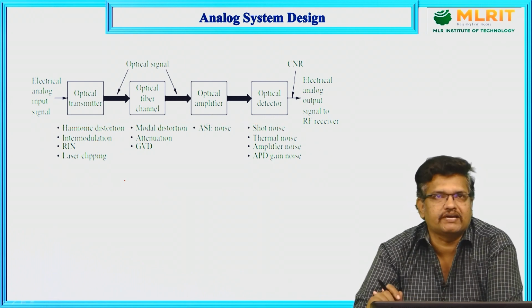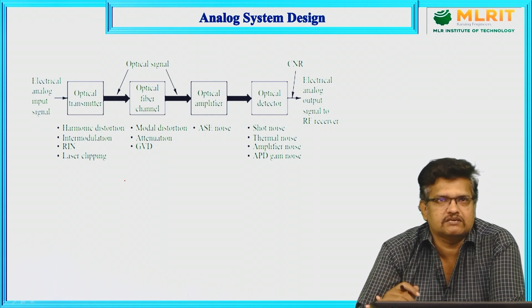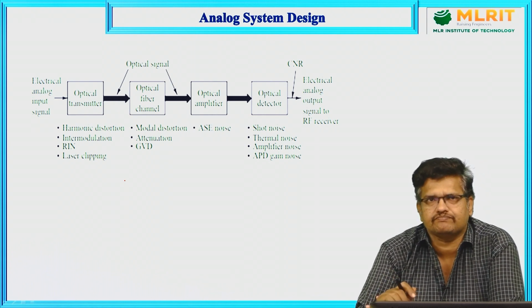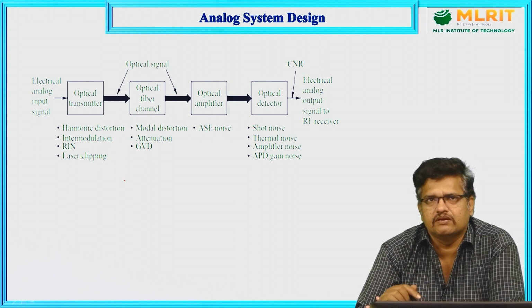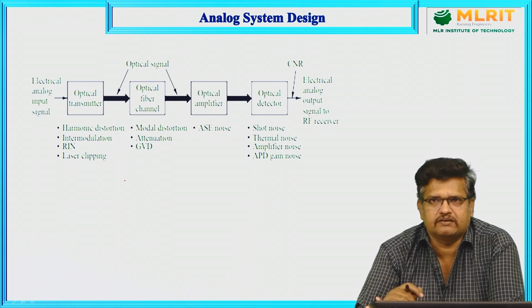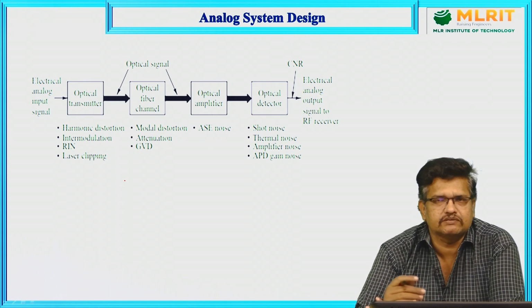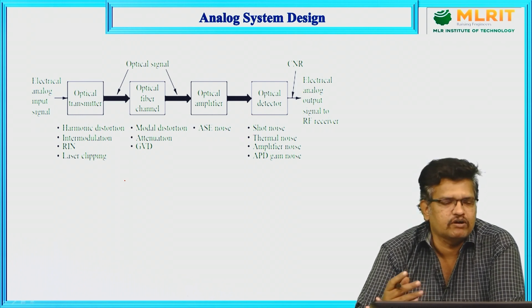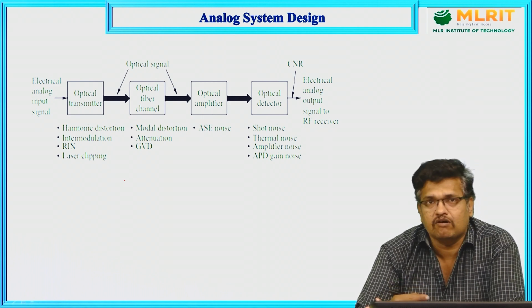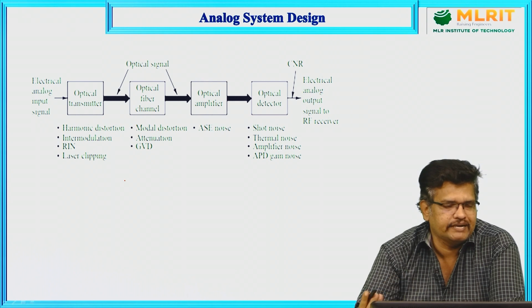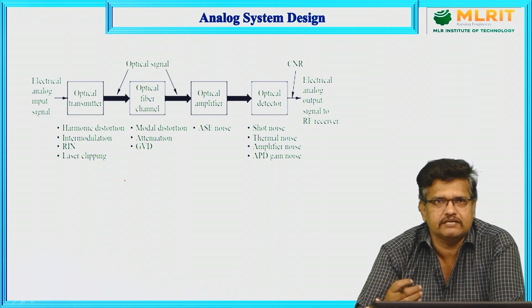Fine. First, harmonic distortion: signal variation with respect to the input voltage. What will happen? Distortion will occur, so you should take care of this also. Next, intermodulation. Generally we use modulation, so that problem will occur here. Then relative intensity noise: because we are converting to a light signal, some intensity noise will occur.